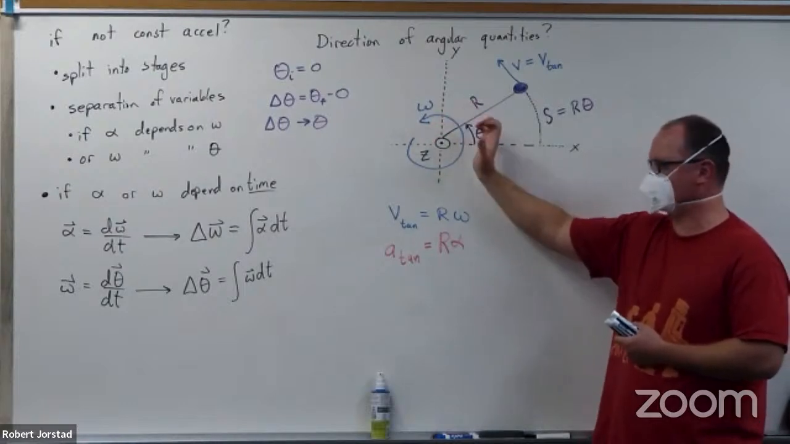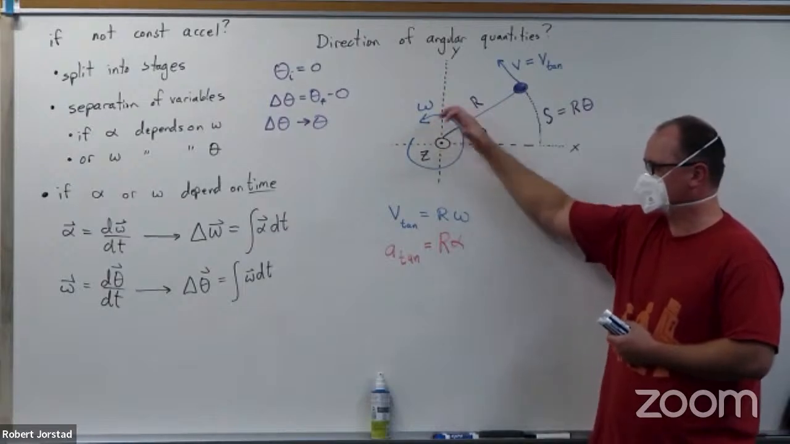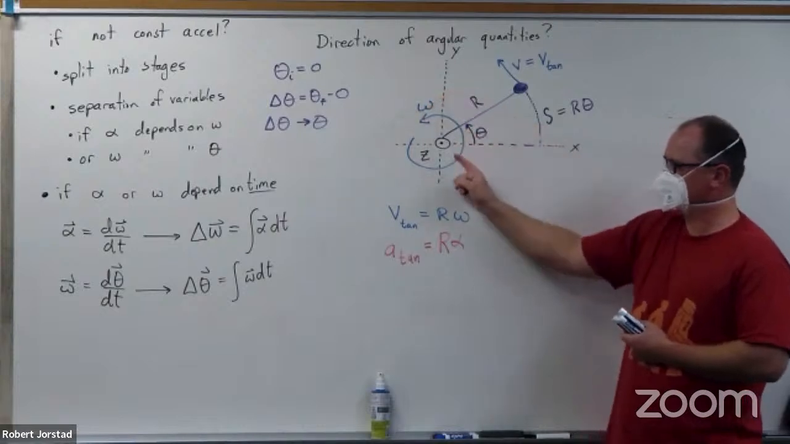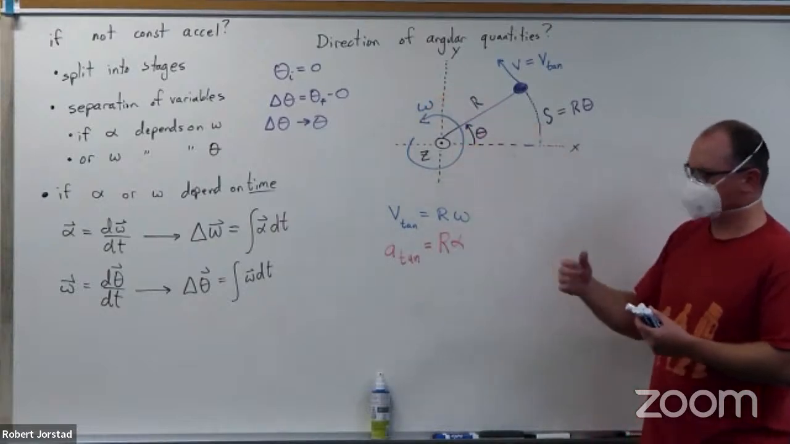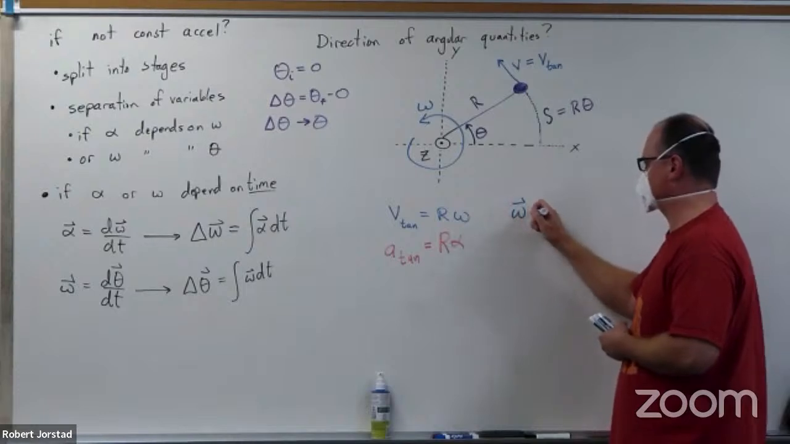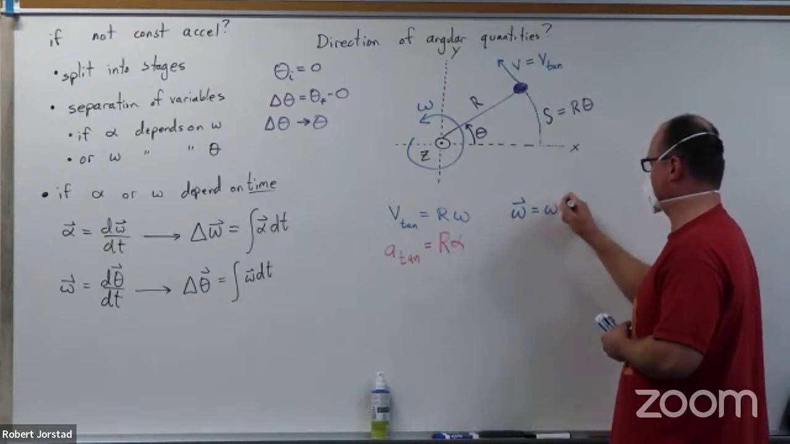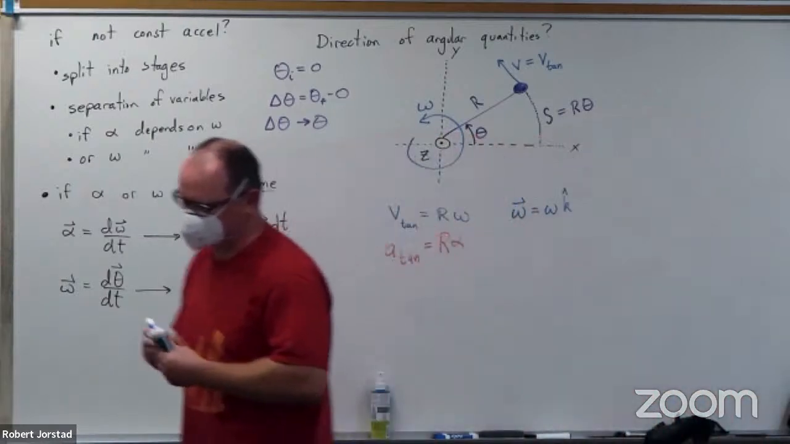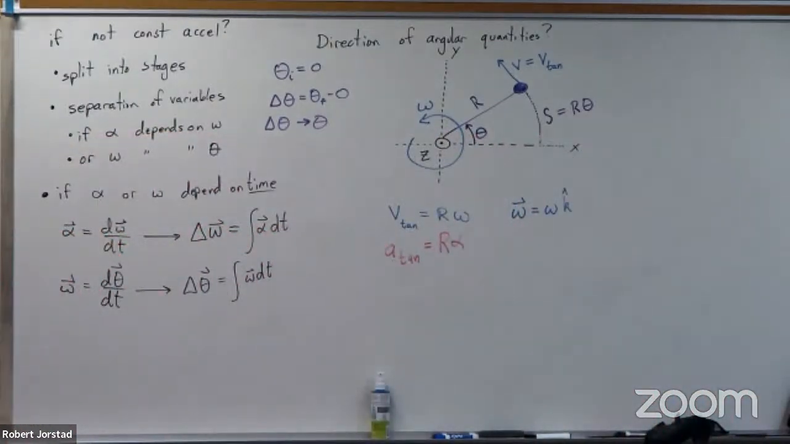I hat, J hat, or K hat? Which way is my thumb pointing? K hat. So we would say that omega vector is equal to omega in the K hat. This is written down for you on the page. Look at this carefully. You guys see that midway down? How do you find the direction of angular quantities?